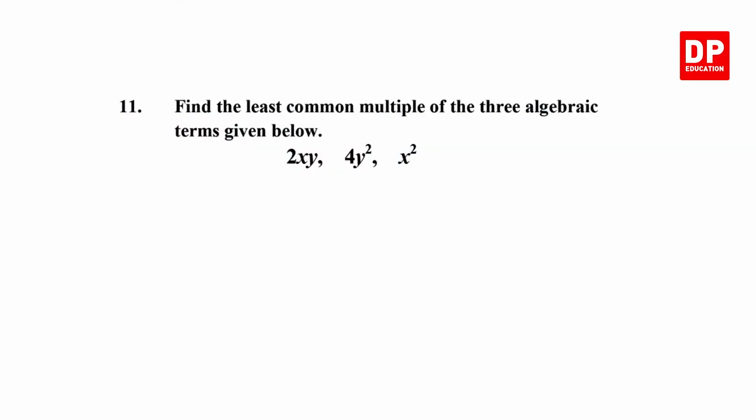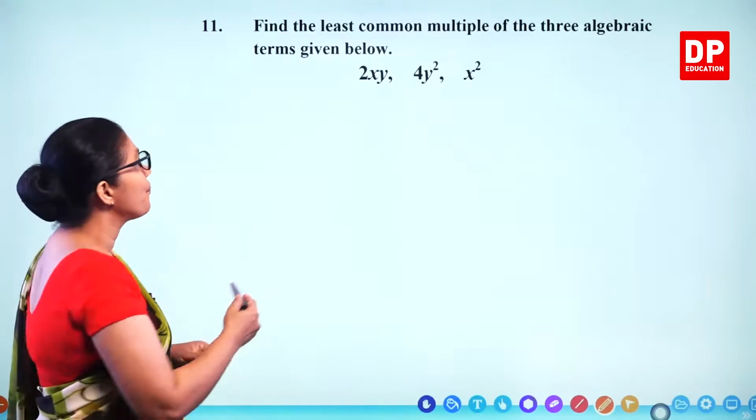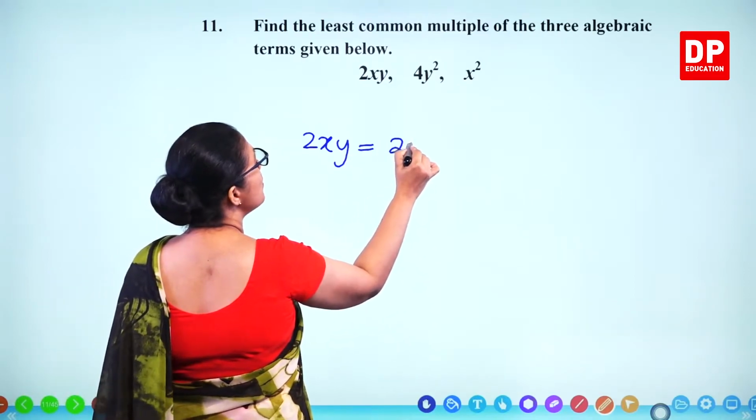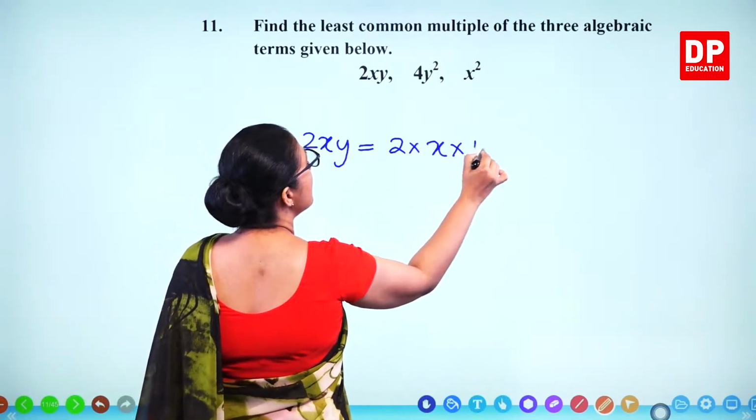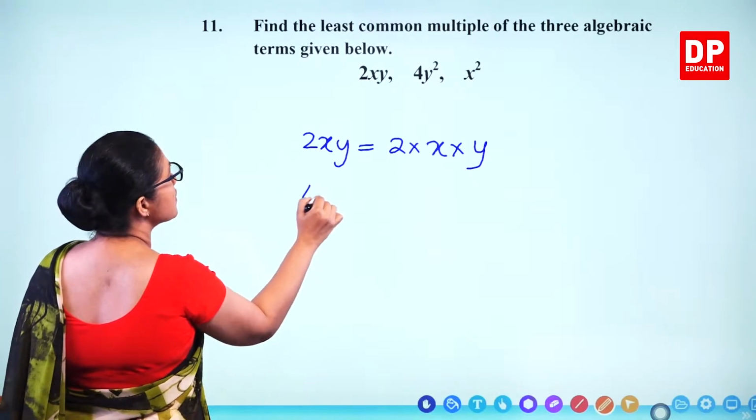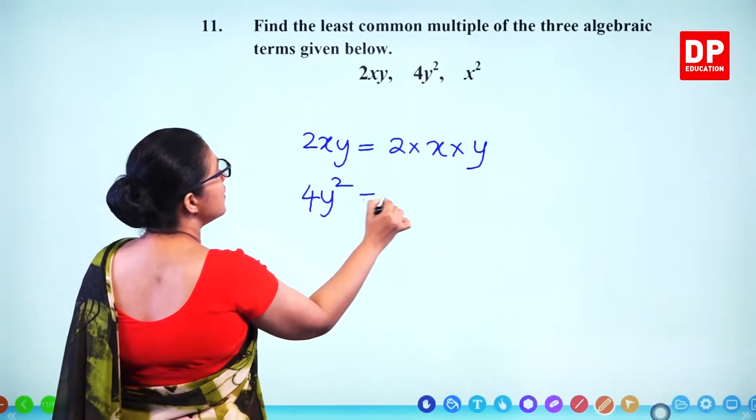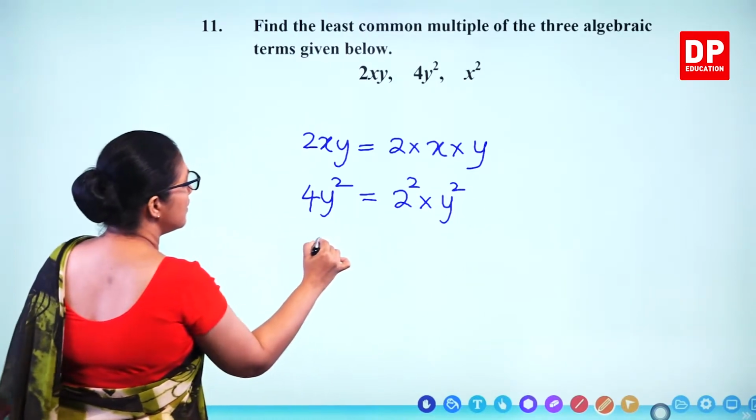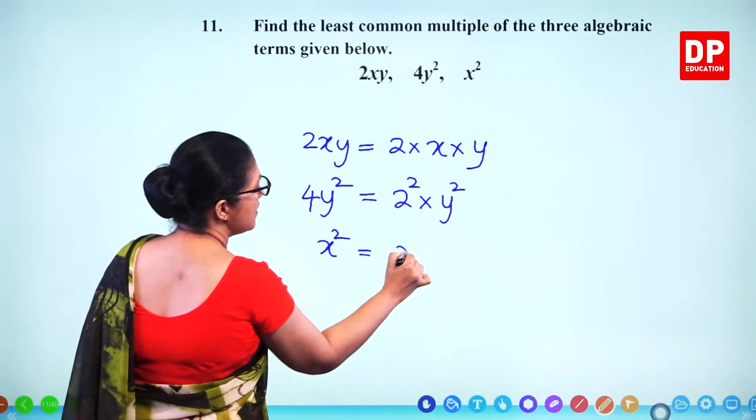Question number 11. Find the least common multiple of three algebraic terms given below. 2xy. So how can you write 2xy? 2 into x into y. We need to find the prime factors. 4y squared, 2 times 2, 2 squared into y squared. x squared means x squared.